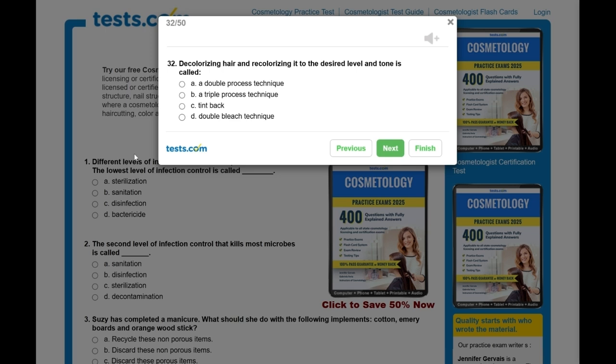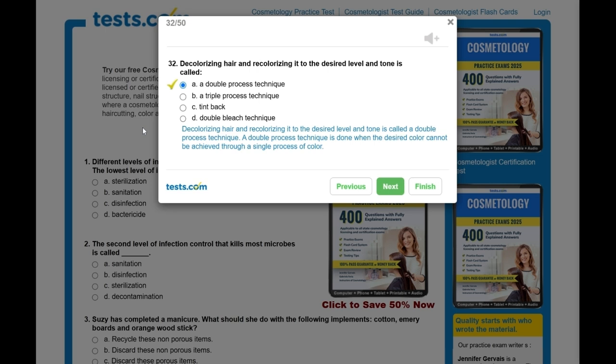Question 32. Decolorizing hair and recolorizing it to the desired level and tone is called A. A double process technique. B. A triple process technique. C. Tint back. D. Double bleach technique. A. A double process technique. It is done when the desired color cannot be achieved through a single process of color.